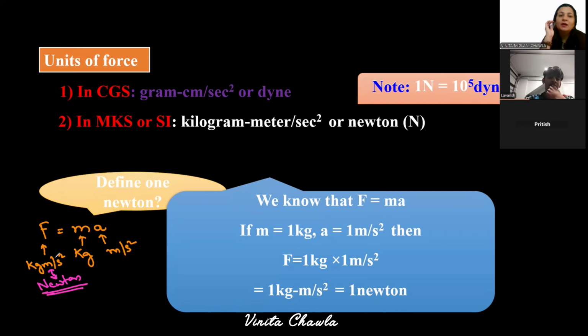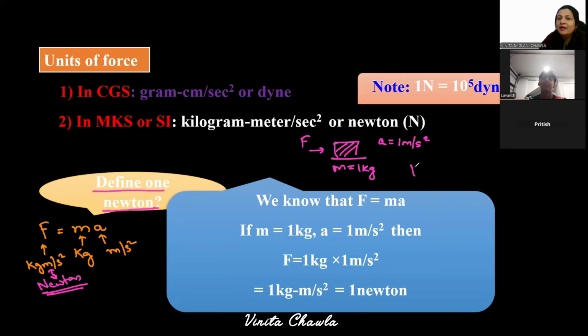Okay, now the question is, define 1 Newton. When is force said to be 1 Newton? See, if we have an object of mass 1 kilogram, and we apply a force sufficient to accelerate the object at the rate of 1 meter per second square, so this force is producing an acceleration of 1 meter per second square in the object of mass 1 kg.